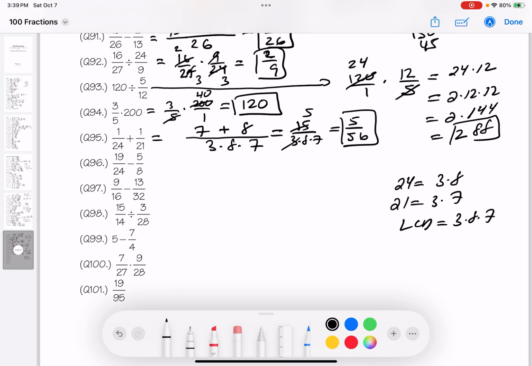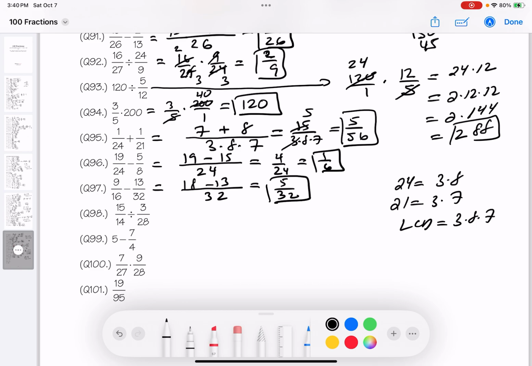All right, so the next one, a little less challenging. The LCD is 24. That's going to be 19, and that's going to be 3 times 5, which is 15. We're left with 4 over 24, which can be 1 over 6. That's done. This one over here, it doesn't look that bad. The LCD is 32. So 2 times 16 is 32, and 2 times 9 is 18, minus 13. 18 minus 13 is 5. So you get 5 over 32.